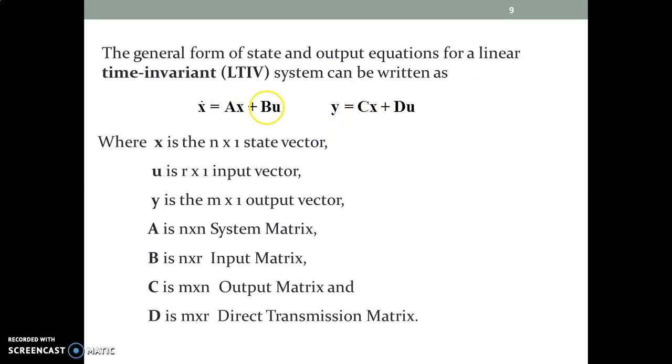Where these matrices A, B, C and D: A is called the system matrix, B is called the input matrix, C is called the output matrix and D is called the transfer matrix, or it is also called the direct transmission matrix. And X is the state vector, U is the input, Y is the output.